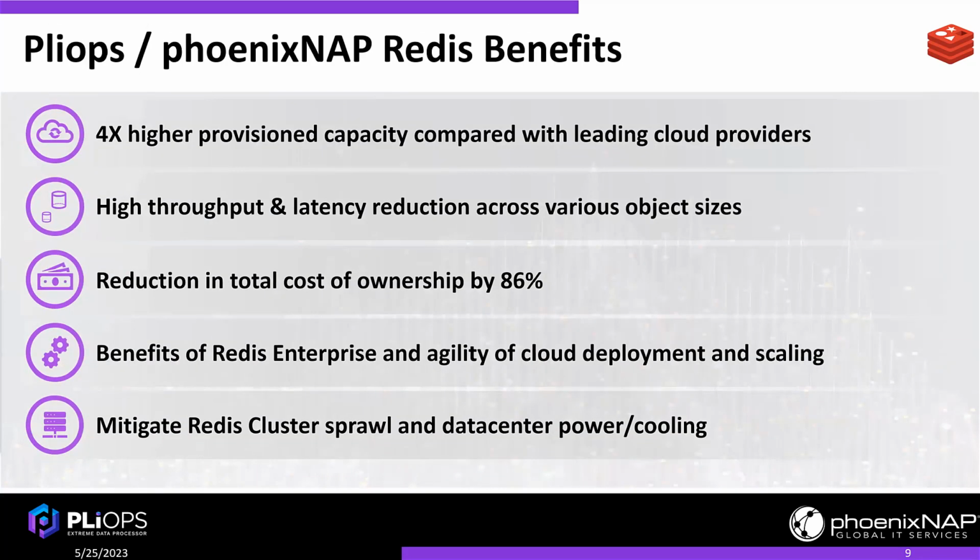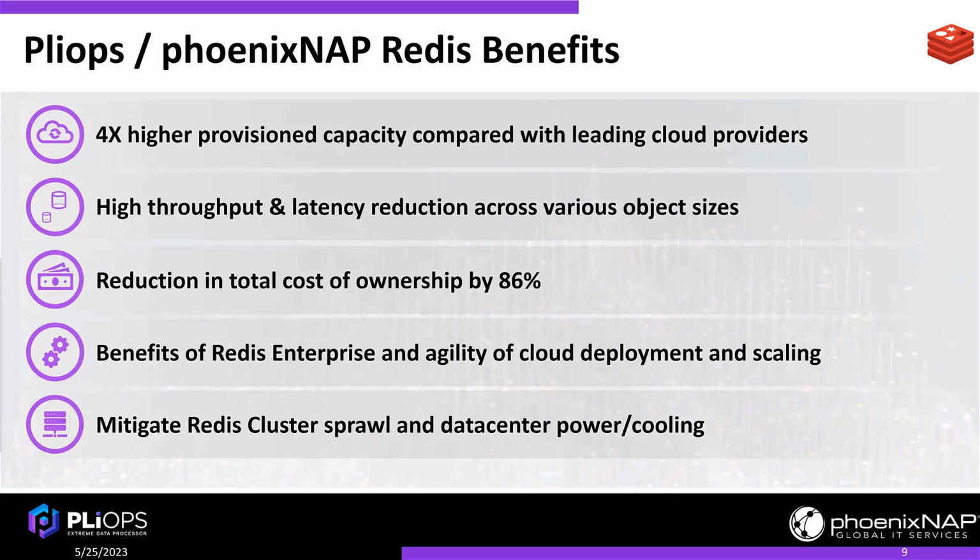Why PlyOps and PhoenixNAP Redis? Well, it is 4x higher provisioned capacity compared with leading cloud providers. We continuously monitor what solutions AWS, GCP, and Azure offer. And if you look at the capacity of SSDs for Redis, the cluster that we're offering for a test drive is 4x denser, with high throughput and latency reduction across various size objects. Again, because of the offload and hardware acceleration capability of our solution, we take no hit depending on variance and variability of data. Everything with storage is very consistent. The number of threads doesn't impact it. All of that is benefits that you get with running Redis on XDP at PhoenixNAP.